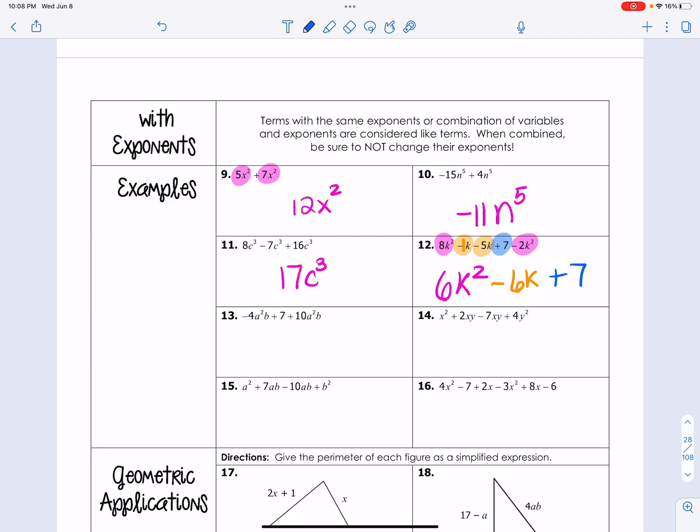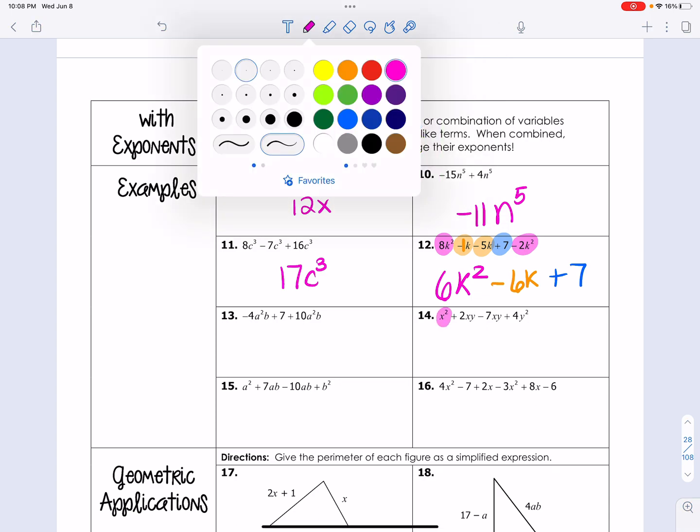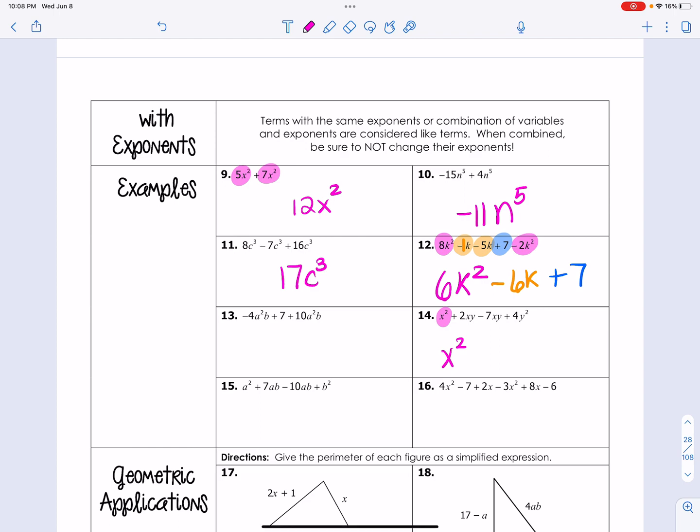I'm not going to give you many like 14, but let's just take a look at 14. So if I look at my x squareds, I don't have any other x squared, so I'm just leaving it. And then if I look at my next term, that's a 2xy and a 7xy. So your answer is going to have xy. So you're just looking at the numbers in front. 2 minus 7 is a negative 5. And then finally, the last thing there is this plus 4y squared. So you're going to just say plus 4y squared. So this answer is going to have 3 terms. So you find the like terms. They have to be exactly the same.